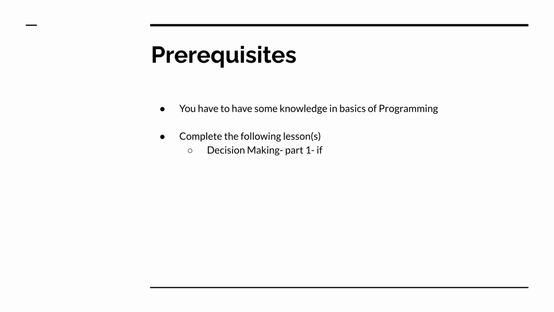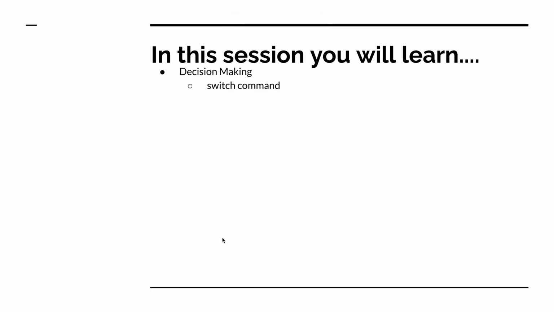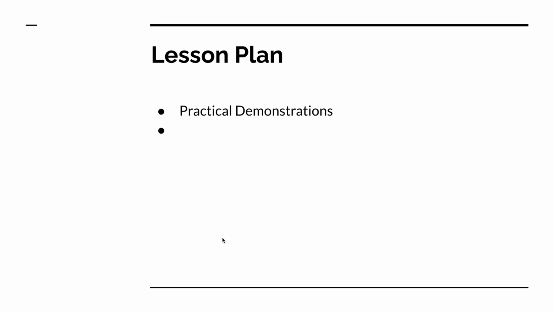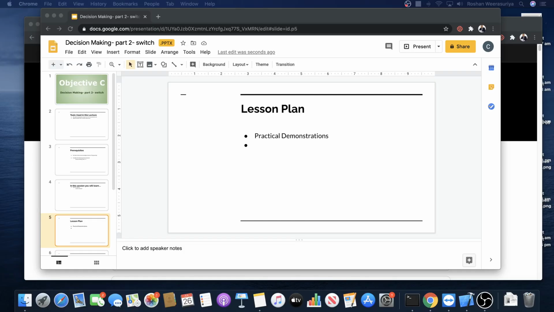You need to have some knowledge about basic programming and make sure to complete the previous lesson in this series, which is decision making part 1, if conditions, right? Make sure to complete this previous lesson before this. You'll be learning about the switch command, and as usual it's going to be a practical demonstration. So let's go and do the practical.